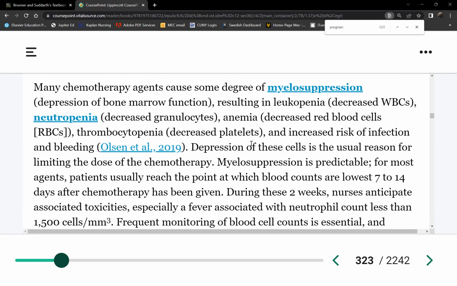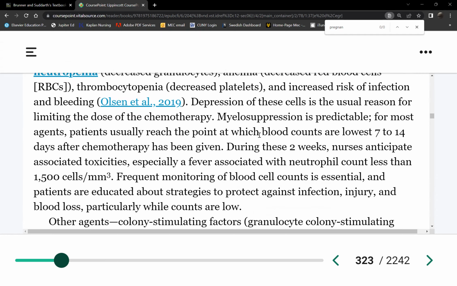So do we institute infection prevention? Yes. Do we institute bleeding precautions? How do we manage anemia again? It was on the quiz today. Balance activity with rest. Okay, energy conservation. Because what's the number one symptom of anemia? Fatigue. And shortness of breath, right? Dyspnea on exertion.